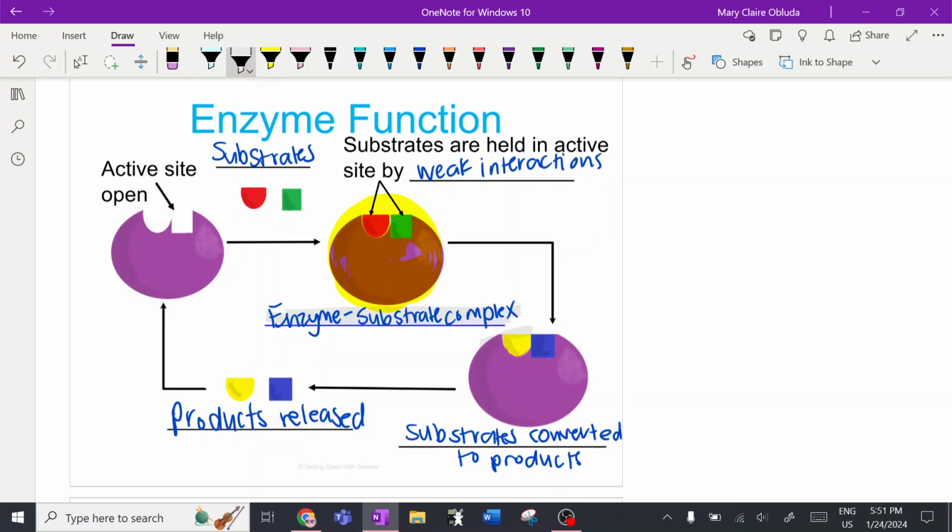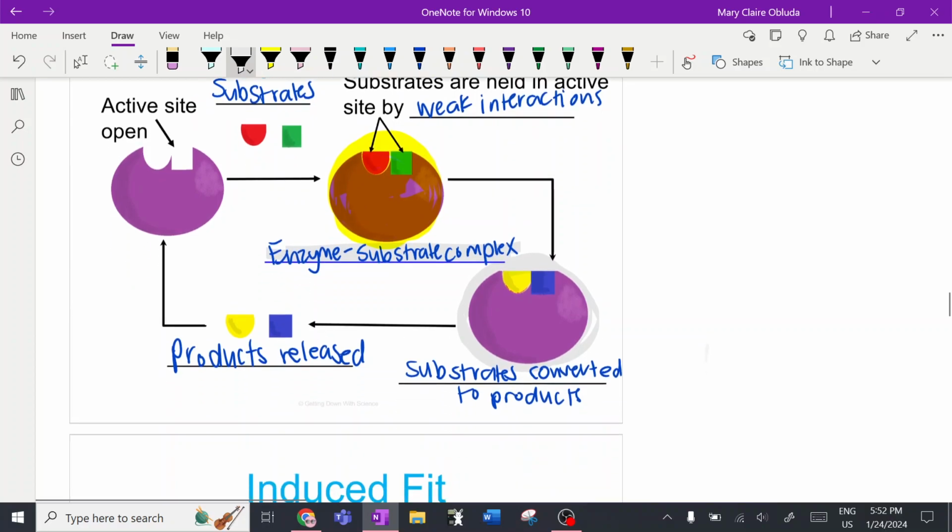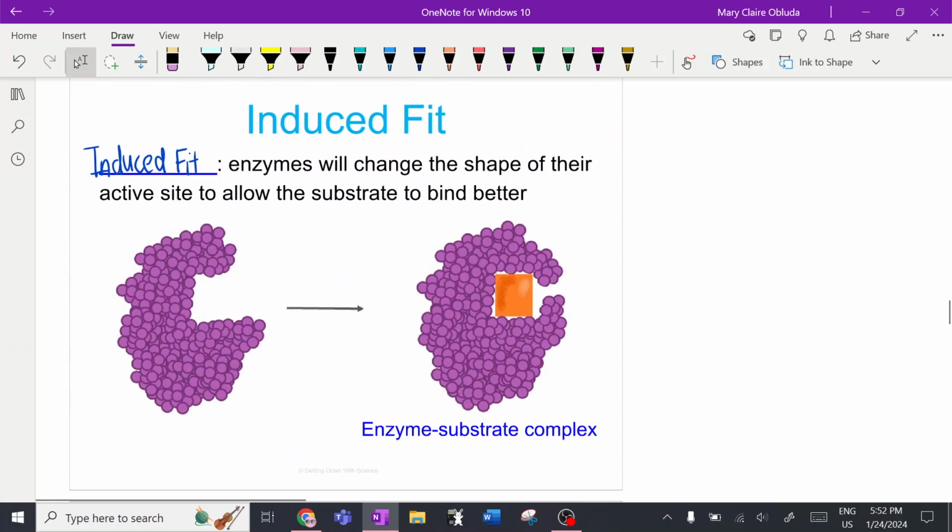Then, since the reactants are held together by the enzyme, they're able to reach their transition state easier, and they're converted into products, and then they're released. So induced fit makes sure that the substrate fits inside the enzyme well. Sometimes the enzyme changes its shape a little bit. See how it changed its shape a little bit here? This makes sure that it's a perfect fit for the substrate and that the transition state can be reached.